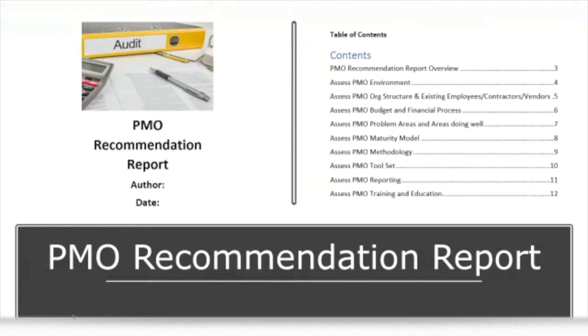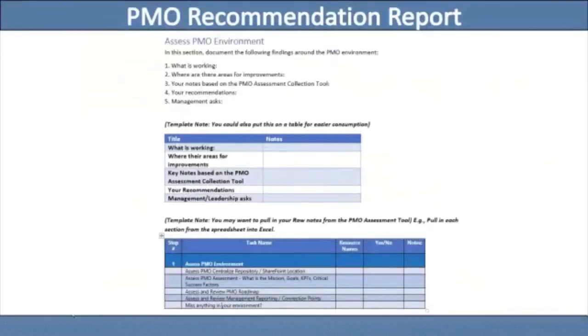Okay, contents, you've got all the sections, right? You've got your table of contents, and you're going to say, here are my recommendations, because it includes what I found and my recommendations. And so what's this look like? Let's just look at one of the sections. So when I assess my environment, what's working? What are the areas for improvement, right? Your notes and your recommendations and any management asks around that particular area.